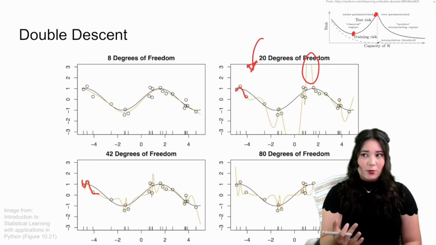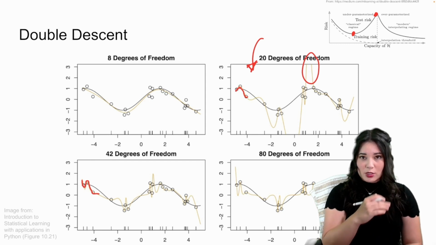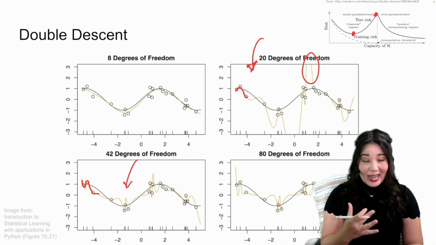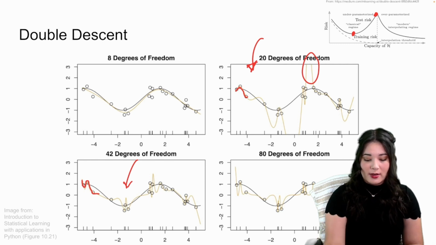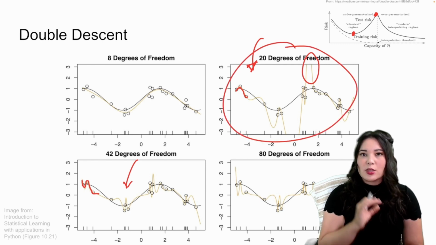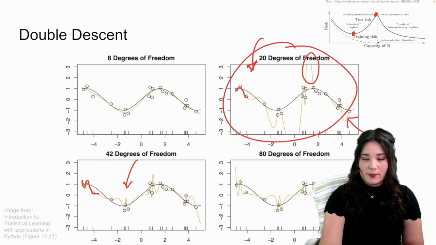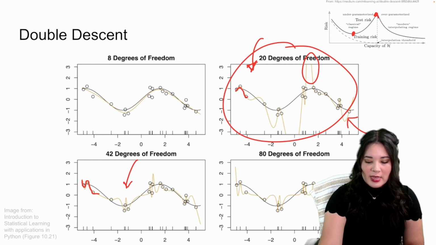Well, it turns out that we choose the model that is the smoothest or the least wiggly. And because of that, this model, even though it has technically more flexibility than this model, it'll be smoother and therefore generalize better to unseen data compared to this model. That's when we start to see this second descent.